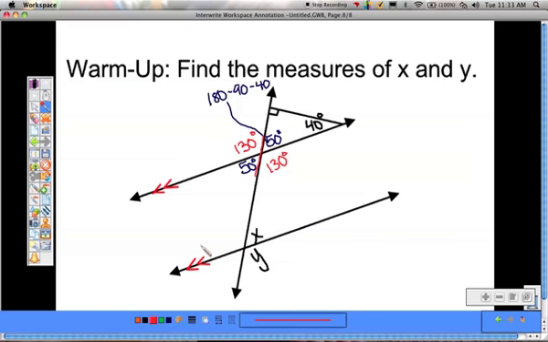Next, we know we have parallel lines, so there's a couple special properties with these angles. We know alternate interior angles are congruent, so this is 50, this is 50. This is also 50. And if this is 50, this must be 130. Also, they're corresponding, so you could figure it out that way, or they make a straight line. So x is 50 degrees, y is 130.